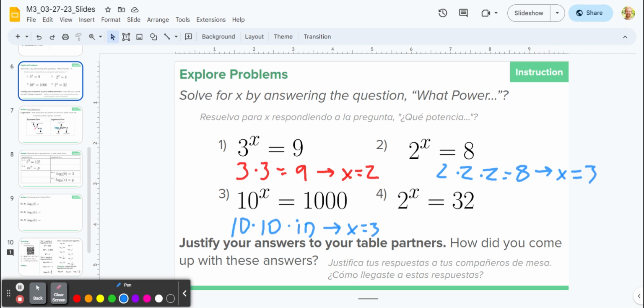And problem number 4, we know it's got to be greater than 3 based on our last one. So 2 times 2 times 2 gets me to 8, times another 2 gets me to 16. And finally, another 2 to get me to 32. So x would have to be equal to 5.